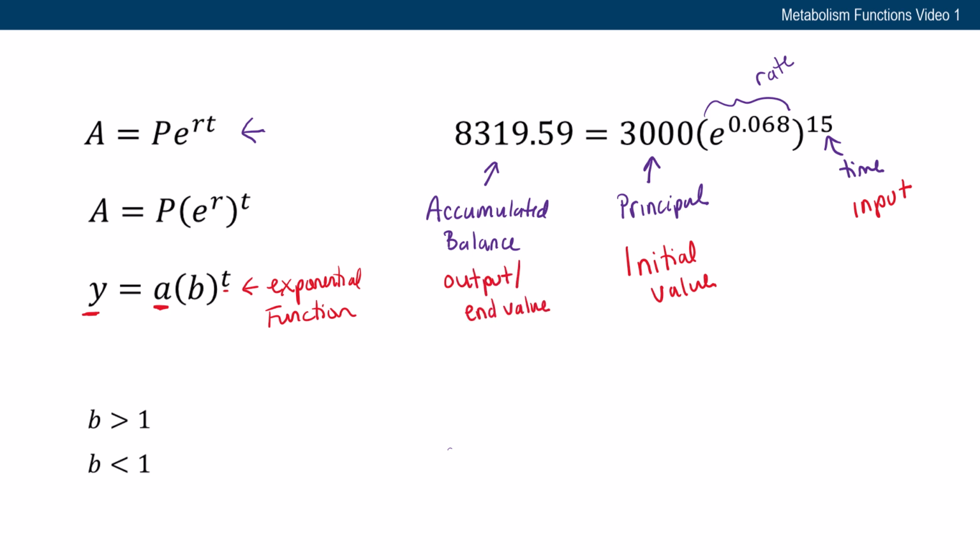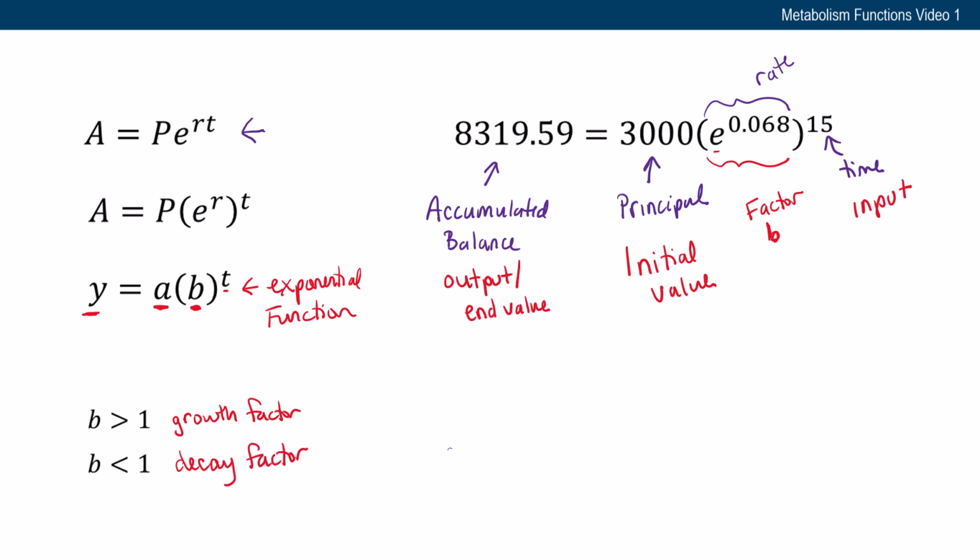Instead of accumulated balance, we're now going to represent it as the output, sometimes referred to as the end value. Something that is new: when we first talked about the compounded continuously formula, we were just using this e raised to the r power, or the rate. We're going to change that up just a little bit, and now this is going to be referred to as the factor. Notice that we're going to be using the letter B for it. If we come over here to our exponential function, here is our B position. When our B is greater than 1, it is known as a growth factor, and when our B is less than 1, it is known as a decay factor.